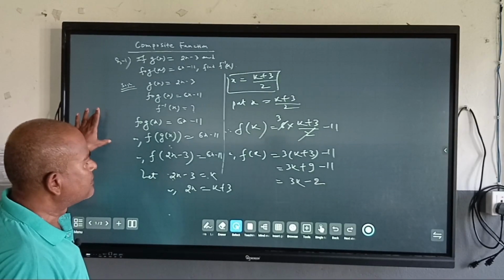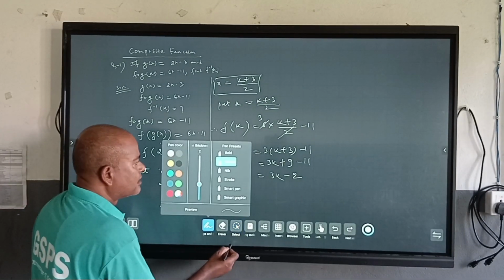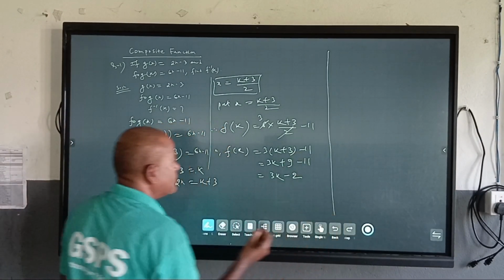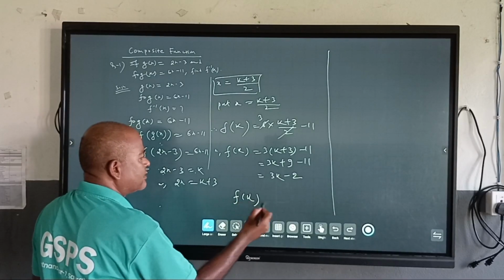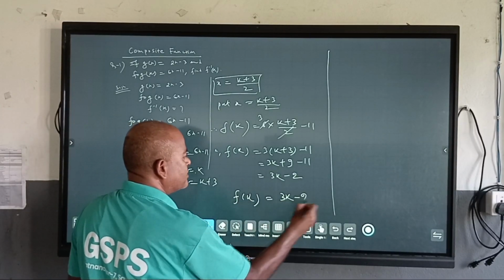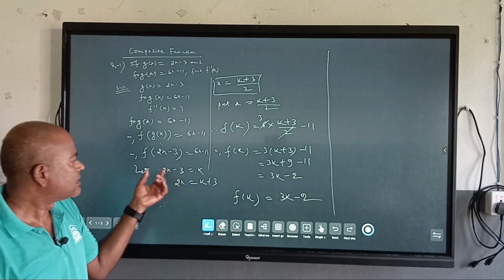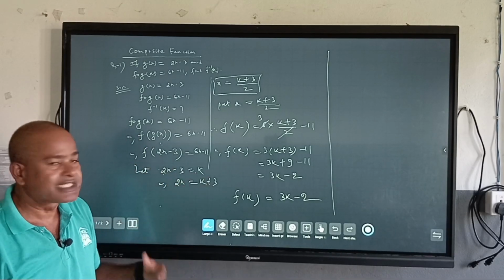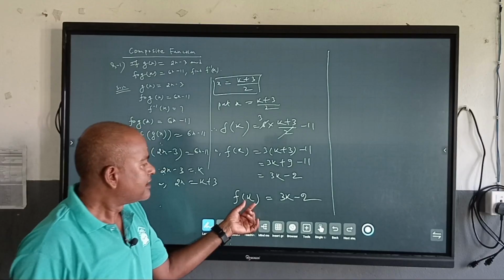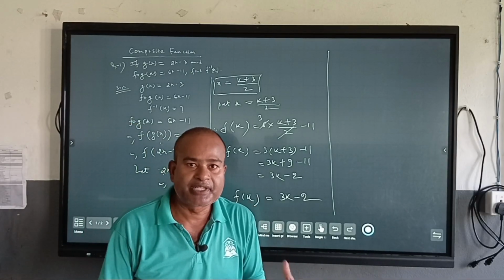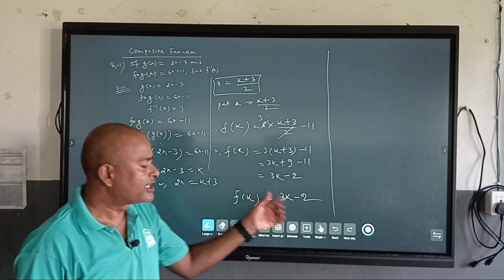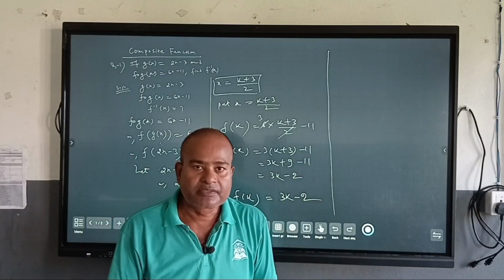Dear students, now the function f of k we have got is 3k minus 2. So dear students, this is the new function which we have got by supposing 2x minus 3 as k. Now this k is called a dummy variable. That means this k we can replace by any other variable.